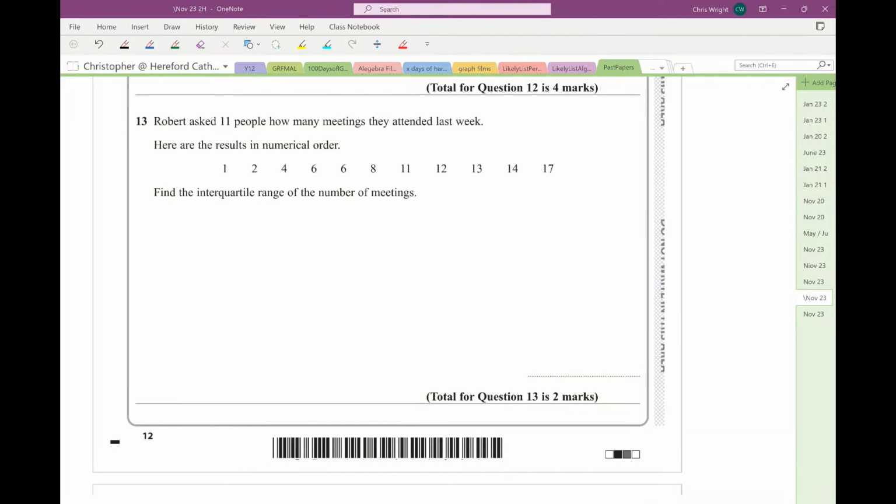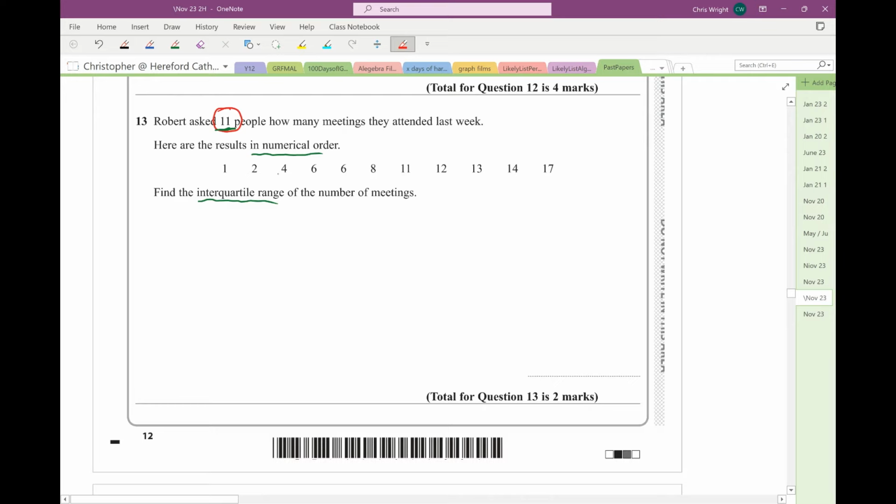Question 13. Robert asked 11 people how many meetings they attended last week. Here are the results in numerical order. Find the interquartile range. Right. Whenever I find the interquartile range, I always start by finding the median. There are 11 people, so the halfway one is going to be the 6th.